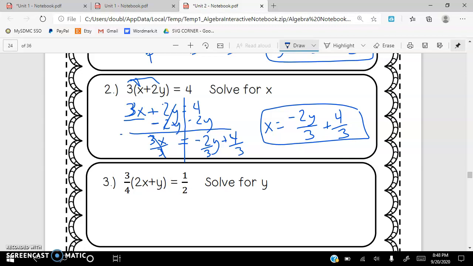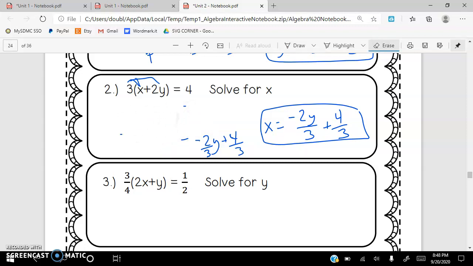Oh, I messed this one up. Let me go back and redo it. Sorry. I didn't distribute all the way through. So I have a 3x plus 2 times 3 is 6y. I think I just put 3y last time equals 4.